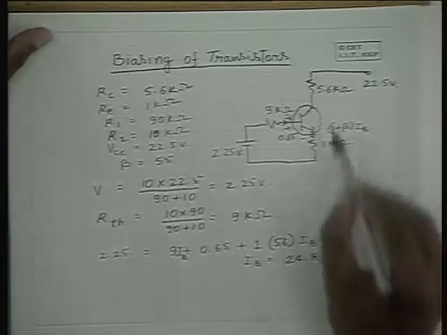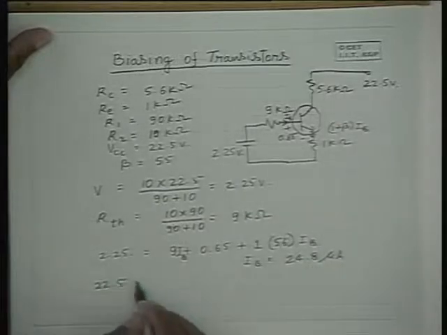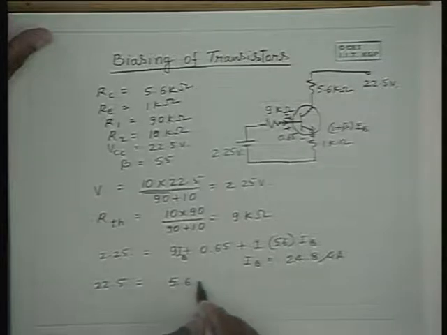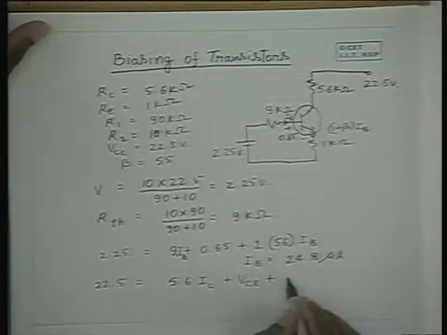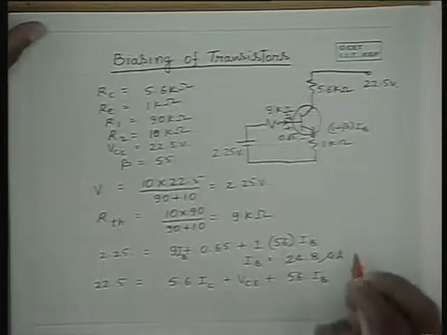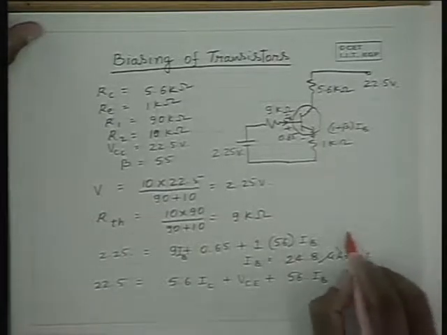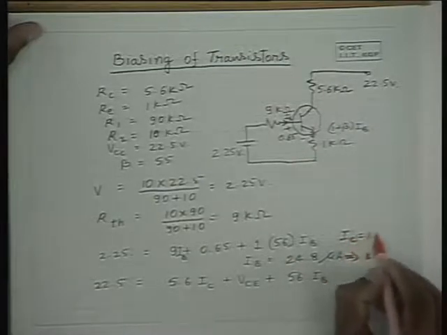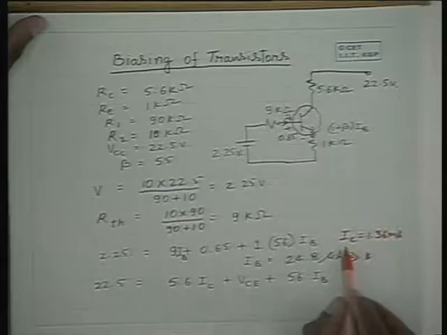Now substituting for this IB in this loop, wherein 22.5 volts is equal to 5.6 into IC plus VCE plus this is 1 kilo ohm into 56 into IB. Given IB we can determine IC by multiplying it by 55, and what we get here is IC equal to 1.36 milliamperes. That is 24.8 into 55. It gives us 1.36 milliamperes. That is IC.